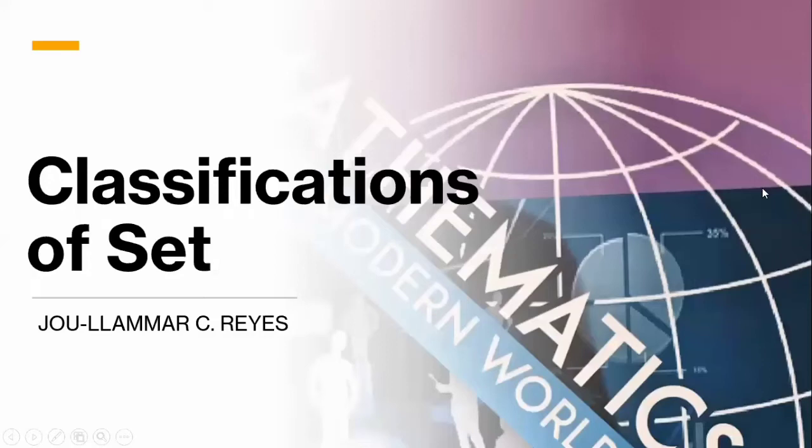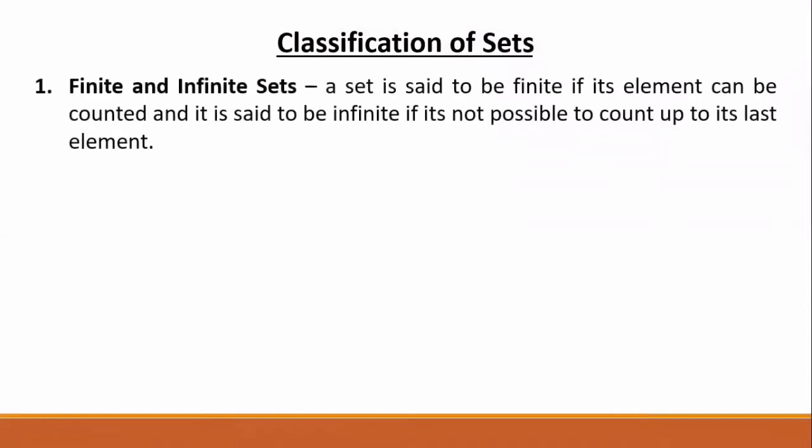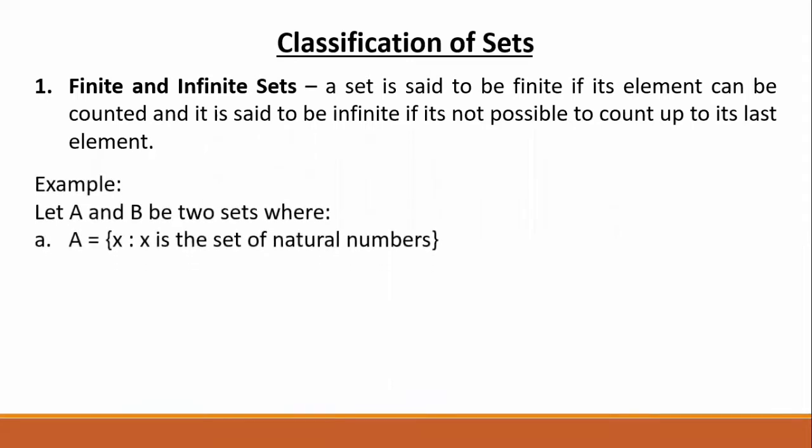Good day, everyone. Our lesson for today is all about classifications of set. There are 5 classifications. First, we have finite and infinite sets. A set is said to be finite if its elements can be counted, and it is said to be infinite if it's not possible to count up to its last element. Okay? We have here an example.